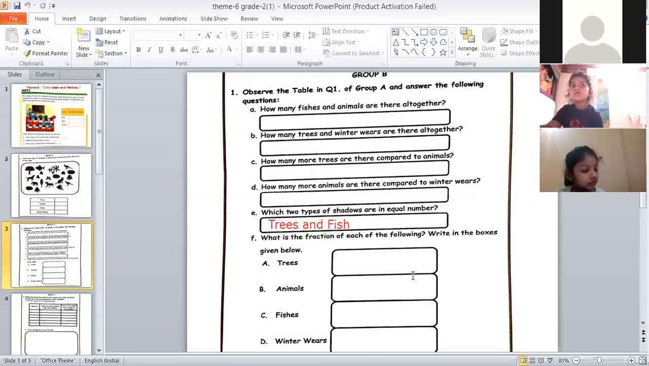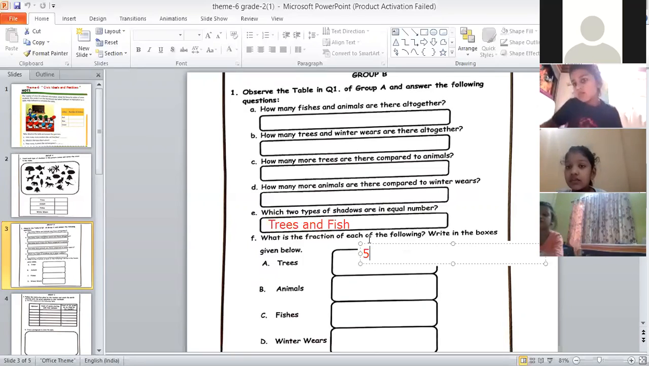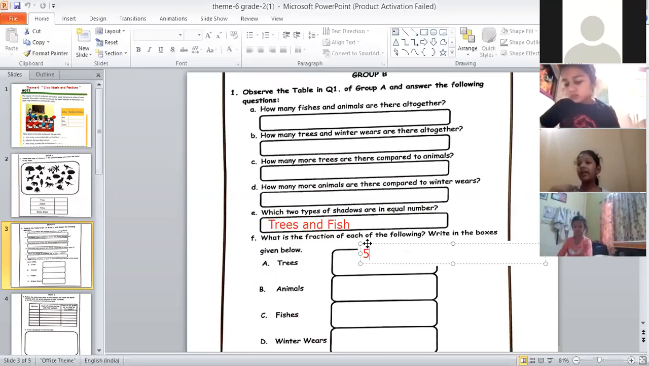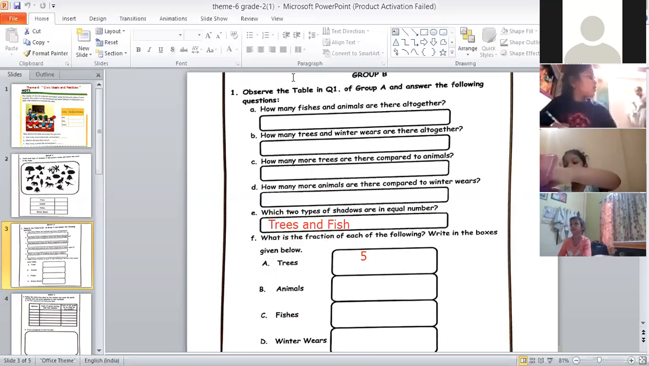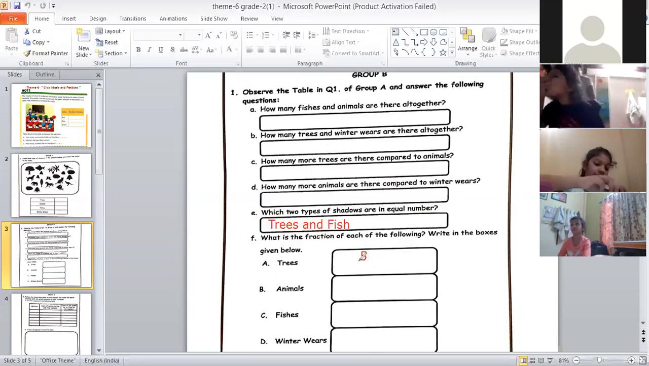Trees. Now to write the fraction for trees, first of all, we should know how many trees are there. How many trees are there, Jay? 5. So what we will do, we will write this 5 at the top. Okay. Now, Jay, tell me total how many shadows are there? Count.